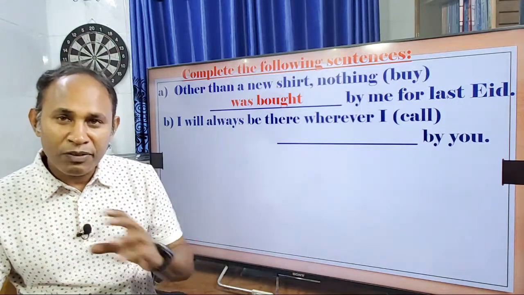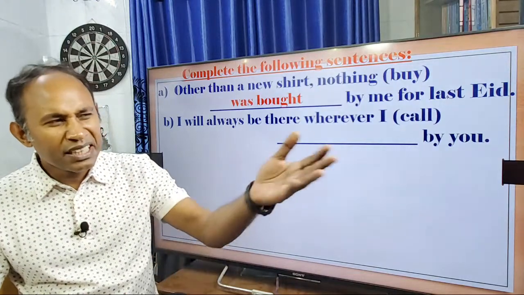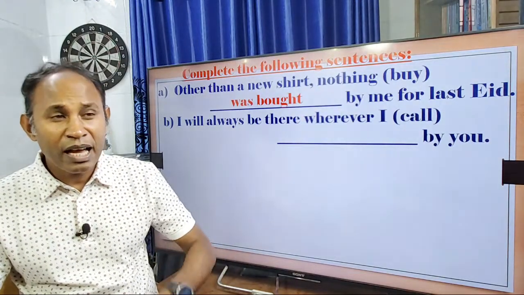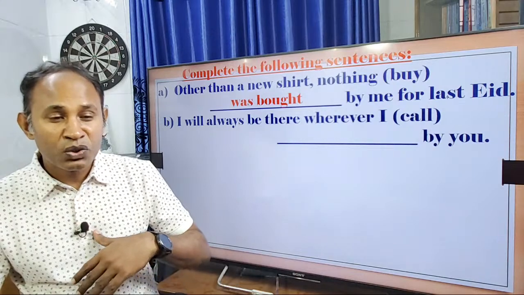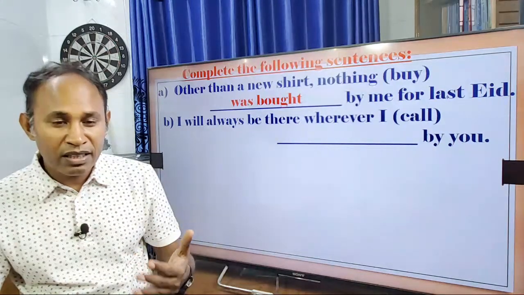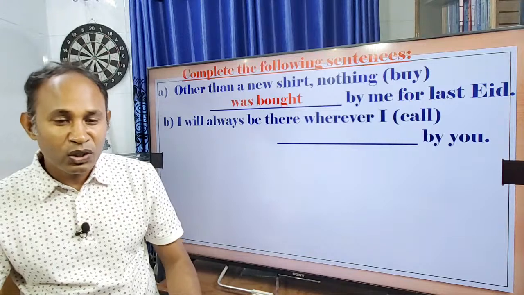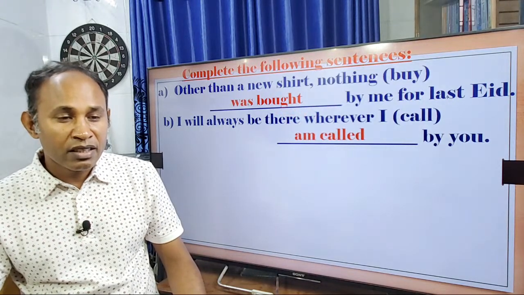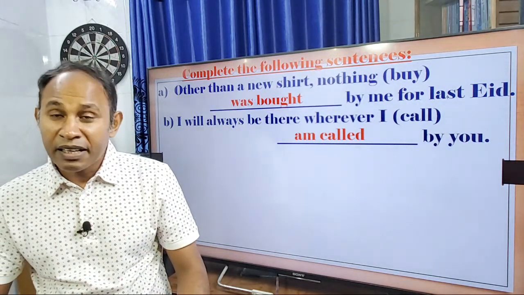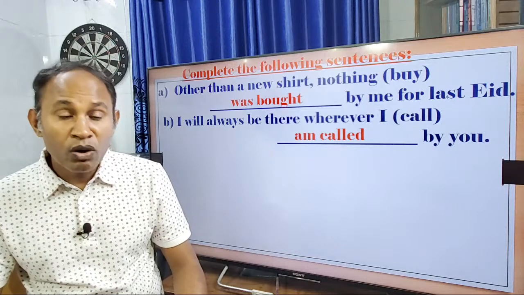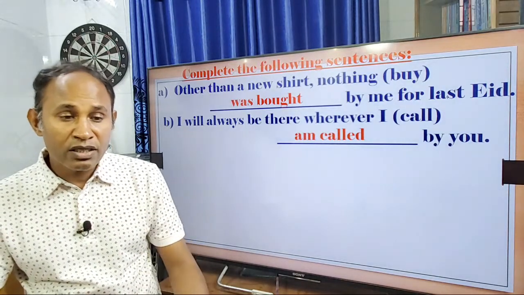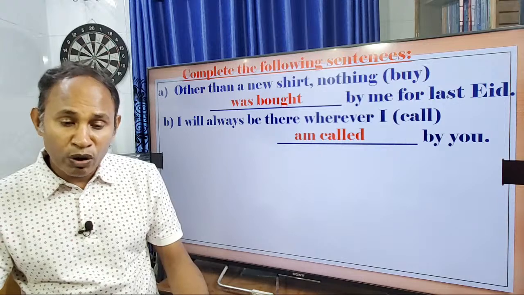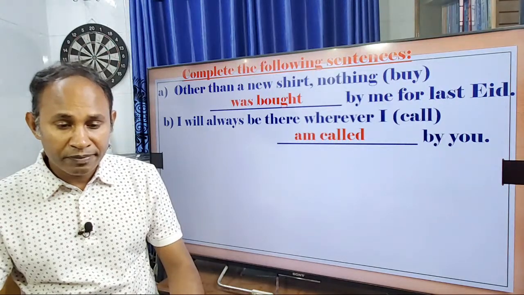এটাকে এত টাফ করে ভাবার কিছু নেই যে আমি সেখানে যাব যখন সে আমাকে ডাকবে। মানে যখন আমাকে ডাকা হবে। Yes, and your answer is absolutely right. I will always be there whenever I am called by you. Or your answer is also right. Whenever I will be called by you is also the right answer.